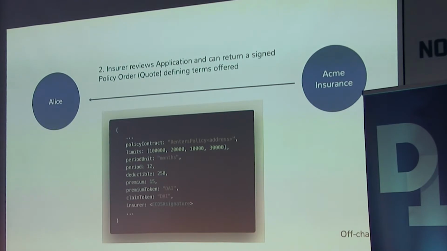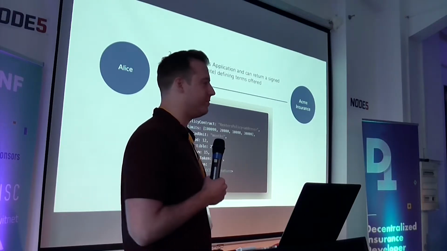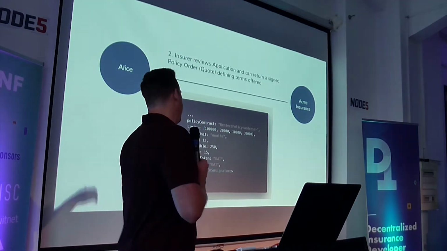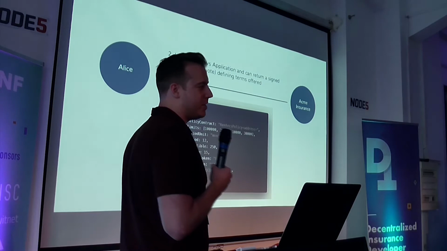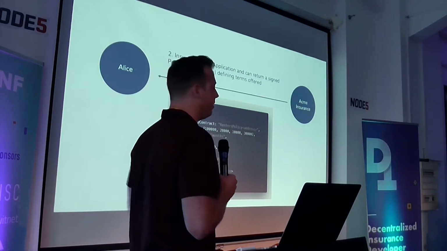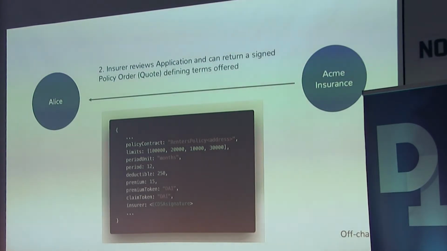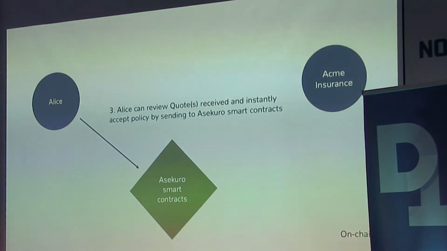The insurer then reviews the application and can return a signed policy order or a quote that defines those terms. You can see here an example of what that might look like. It designates the Ethereum address of the actual policy contract, and then all of the terms that are the parameters for that template, as well as the private key signature.